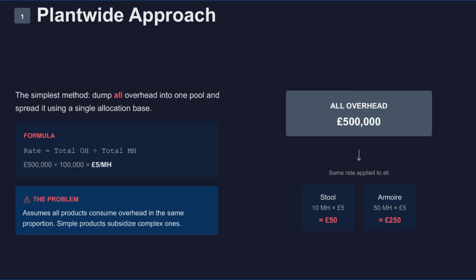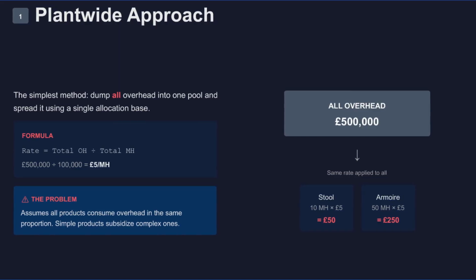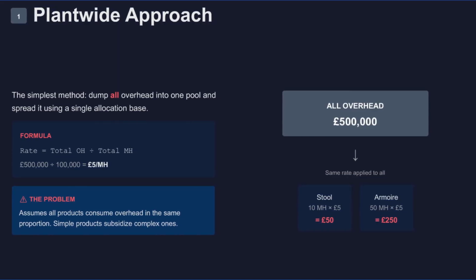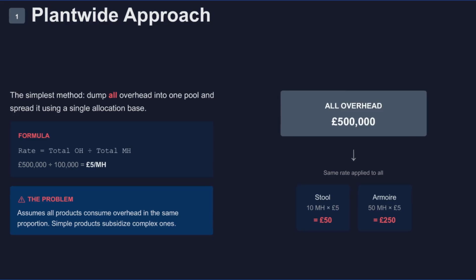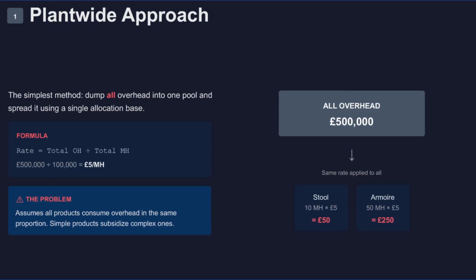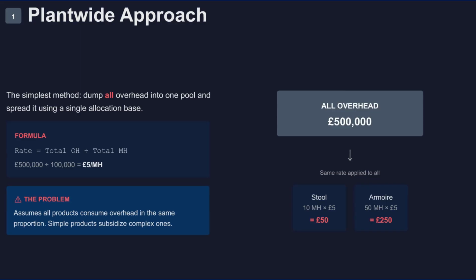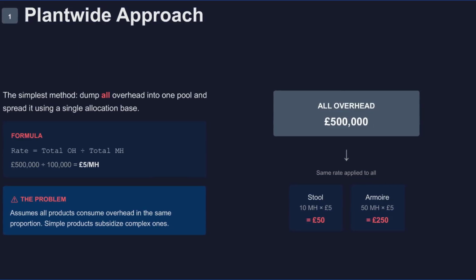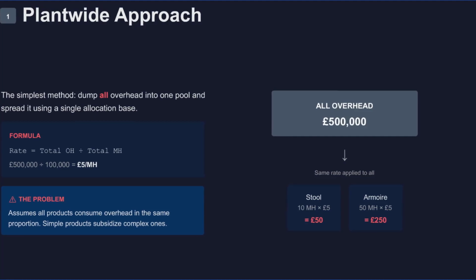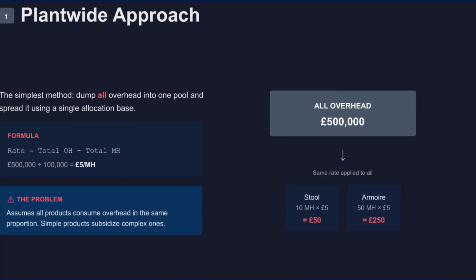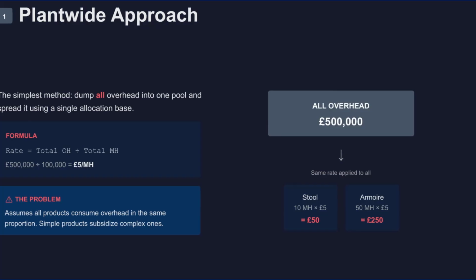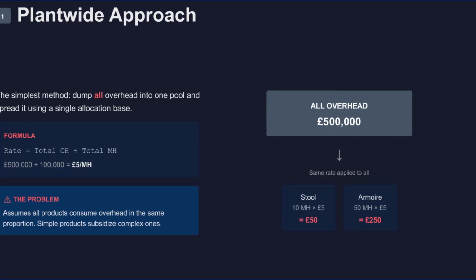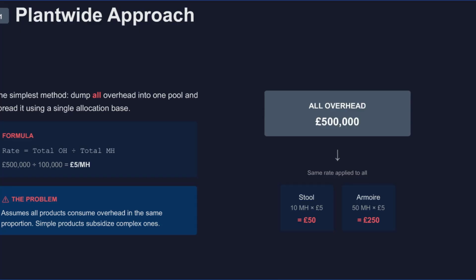Focusing on the plant-wide approach, all overhead costs are pooled and divided by total machine hours. For example, a furniture factory has 500,000 pounds in total overhead and expects 100,000 machine hours. Every product gets charged £5 per machine hour, whether it's a simple stool or an intricate hand-carved armoire. This method, while straightforward, may oversimplify cost behavior. Consider its limitations.